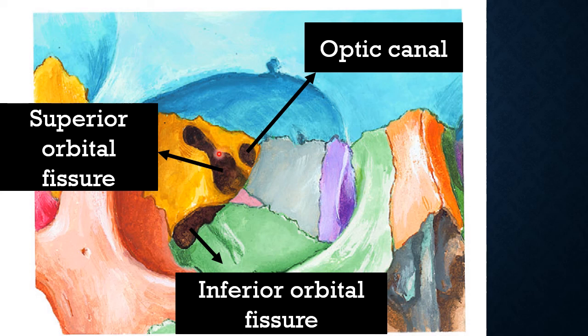Name the structures passing through the lateral compartment, or they may ask what structures pass through the intermediate compartment, and then the second question, what structures pass through the medial compartment of the superior orbital fissure. And regarding the inferior orbital fissure, they may ask what structures pass through it.